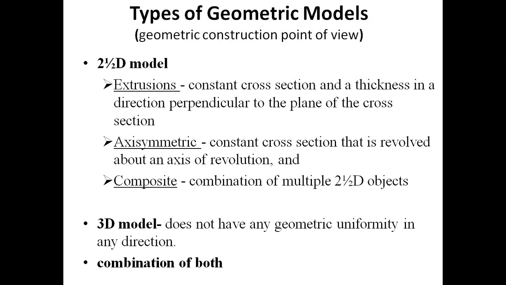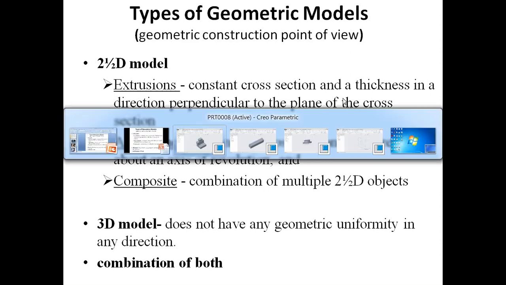Now the third type, that is the 3D model. It is a model which does not have any geometric uniformity in any direction. In 2.5D we have seen there was uniformity in the thickness in a single direction, but in a 3D model it will not be there. There will not be any geometric uniformity. So let us see in software how it is represented.